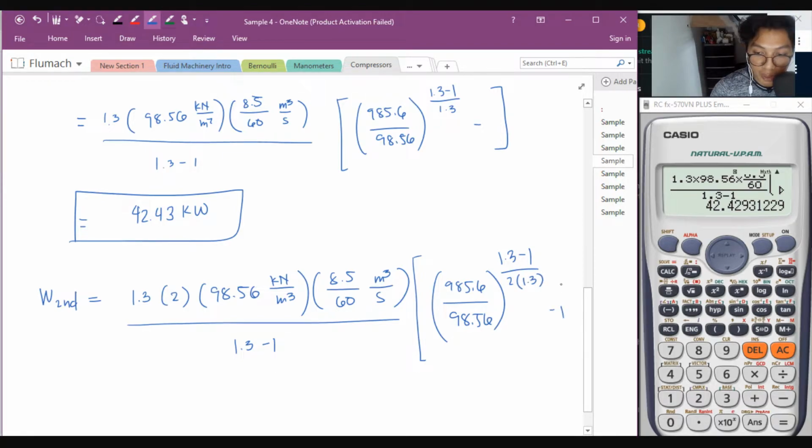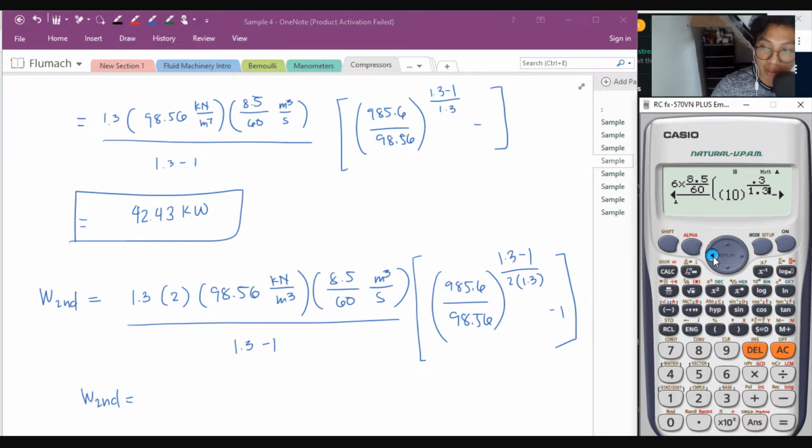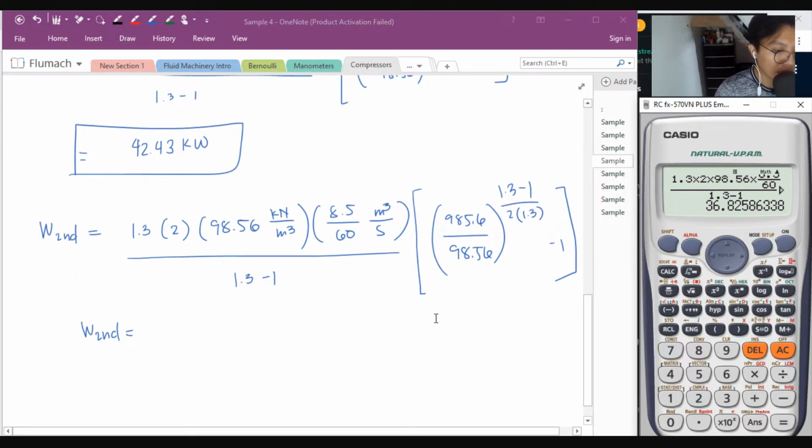Tapos minus 1. So, ang magiging answer mo for second stage, baguhin ko na lang dito, multiply ko lang ng 2. 1.3. Tapos multiply ko na lang to ng 2. The answer is 36.83 kilowatts. What is the work saved due to 2 staging?